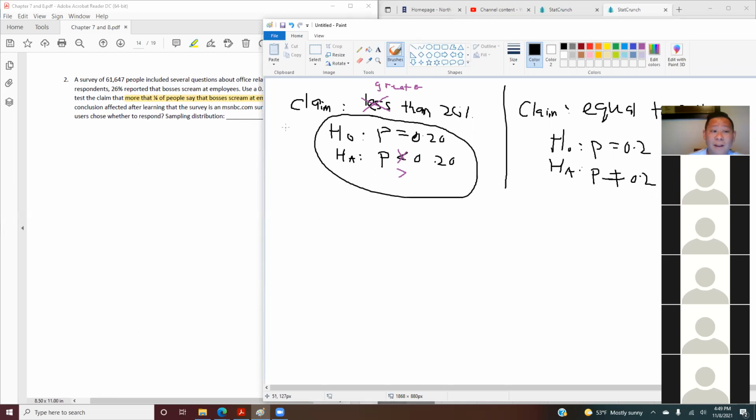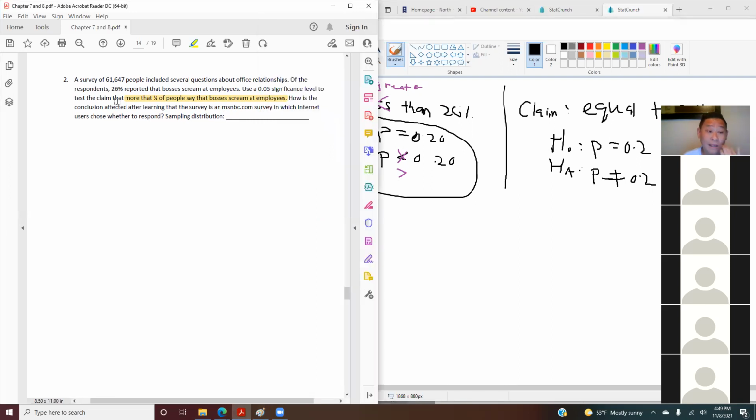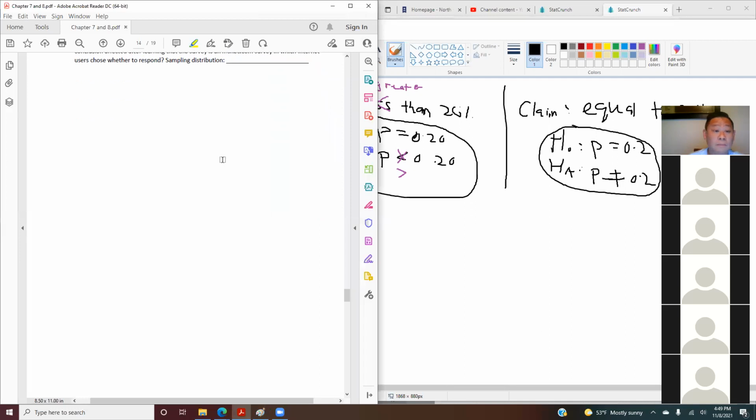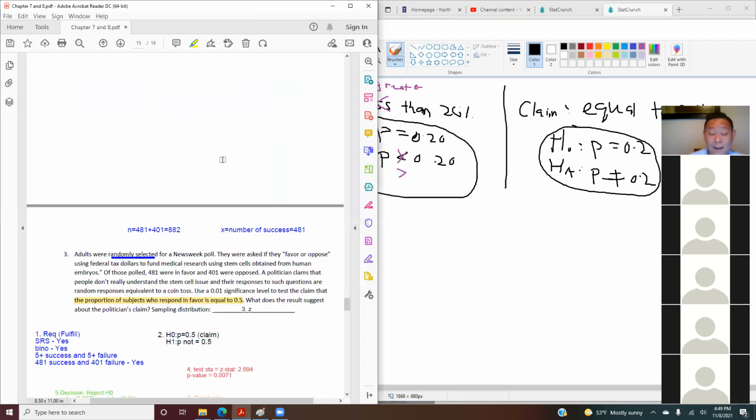Okay, so class, this claim statement is not determined by me, it's determined by the questions. The questions will tell you what claim you have to use. So make sure you know that the null hypothesis is always equal to. Your alternative is either less than, greater than, or not equal to, depending on the claim statements. So that is what I can tell you here.